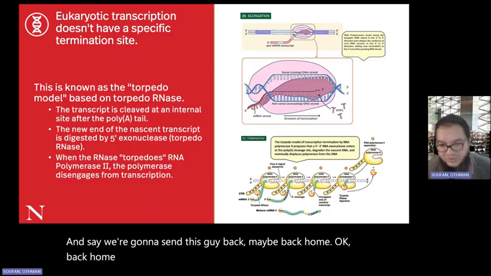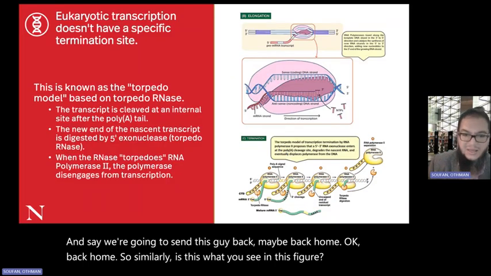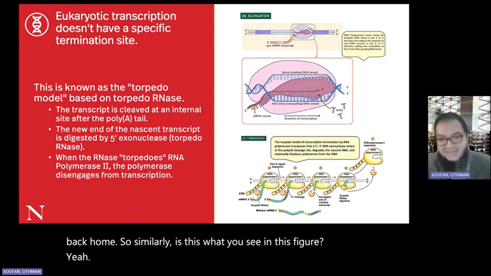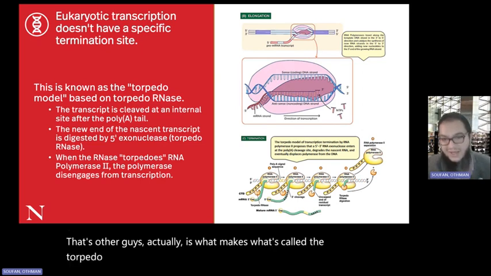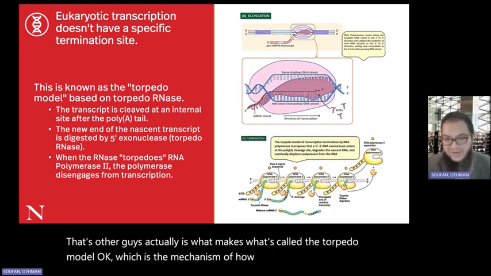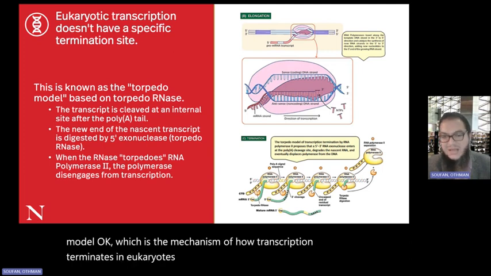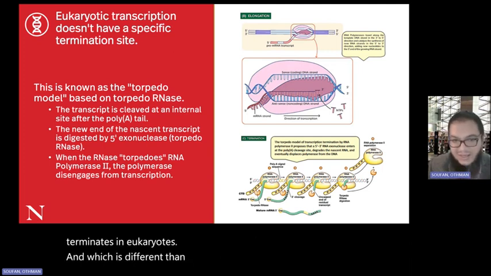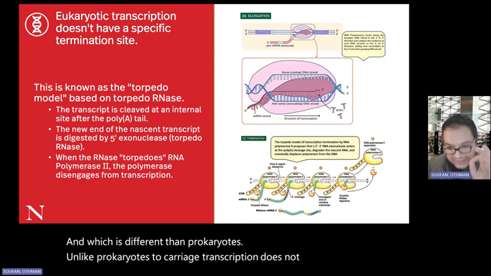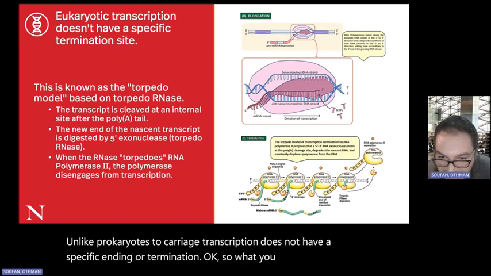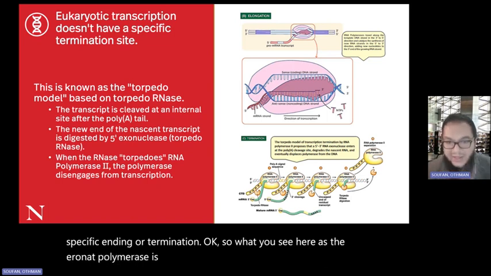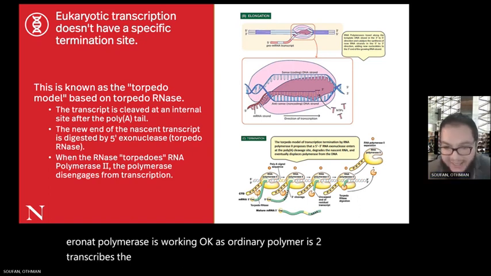So similarly, this is what you see in this figure. That other guy is what makes what's called the torpedo model, which is the mechanism of how transcription terminates in eukaryotes, which is different from prokaryotes. Unlike prokaryotes, eukaryotic transcription does not have a specific ending or termination, okay? So what you see here is the RNA polymerase working, as RNA polymerase 2 transcribes the DNA.